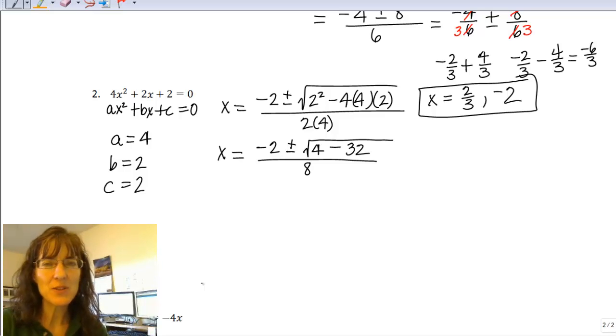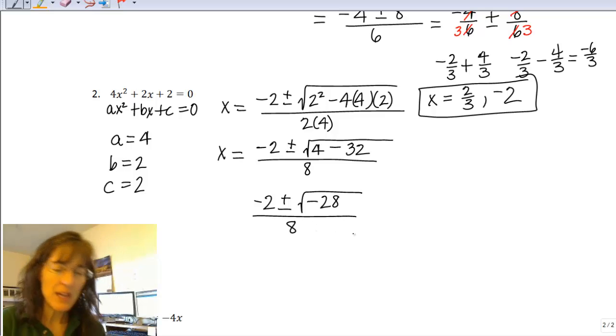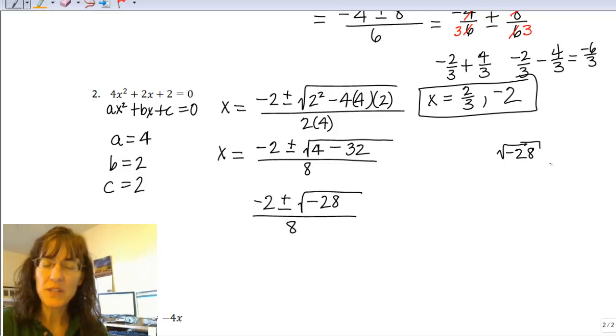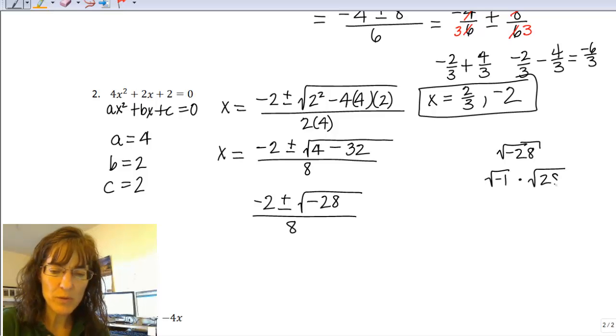4 minus 32, that's going to give me a negative 28. And negative 2 plus or minus over 8. Now, negative 28, I'm thinking, is going to give me a complex number because there's a negative under the square root. I should think of it as the square root of negative 1 times the square root of 28.